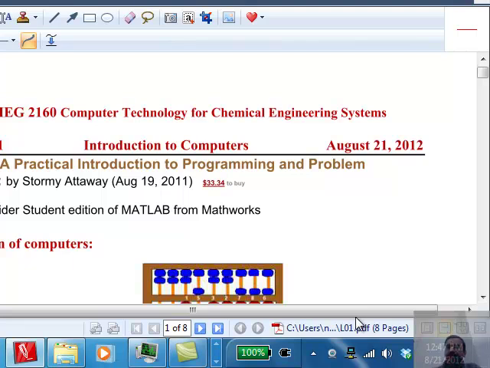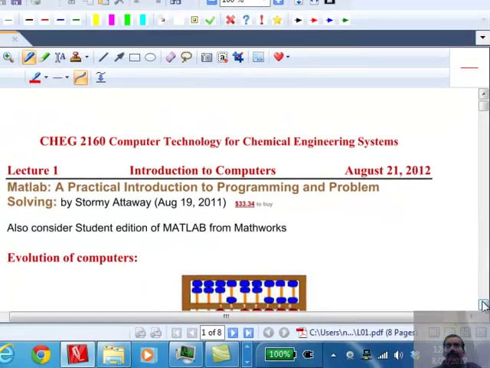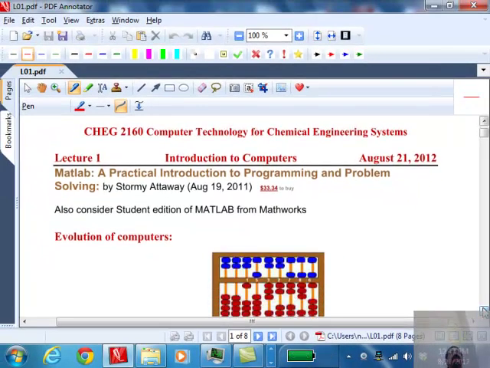Okay. In this lecture, the first lecture, we're just going to talk in general terms. What are computers and what is a number system? And I might get to the point where I introduce you to MATLAB, how to start MATLAB. MATLAB is a very powerful program. MATLAB stands for Matrix Laboratory.